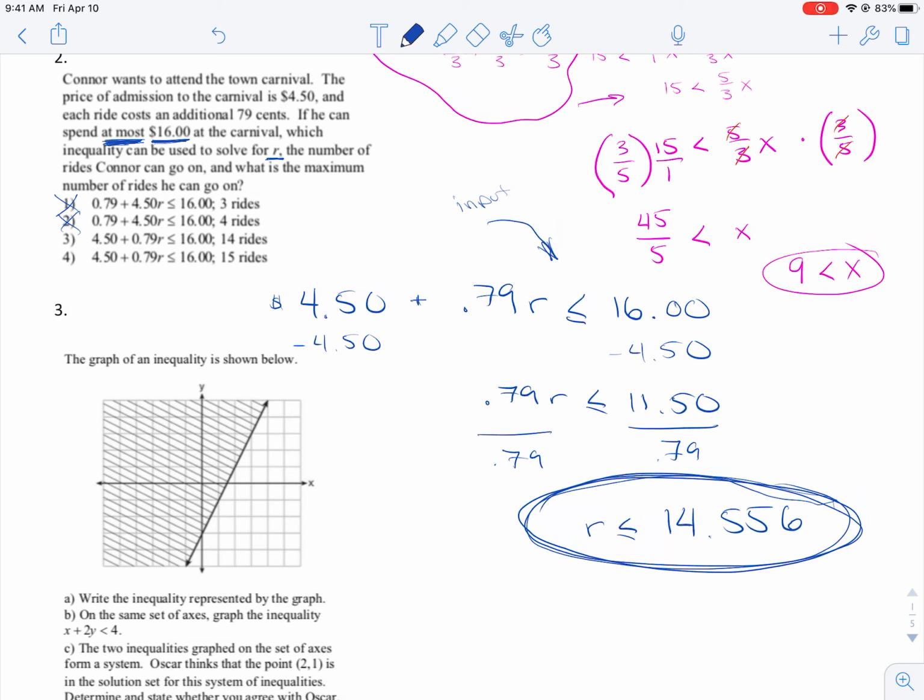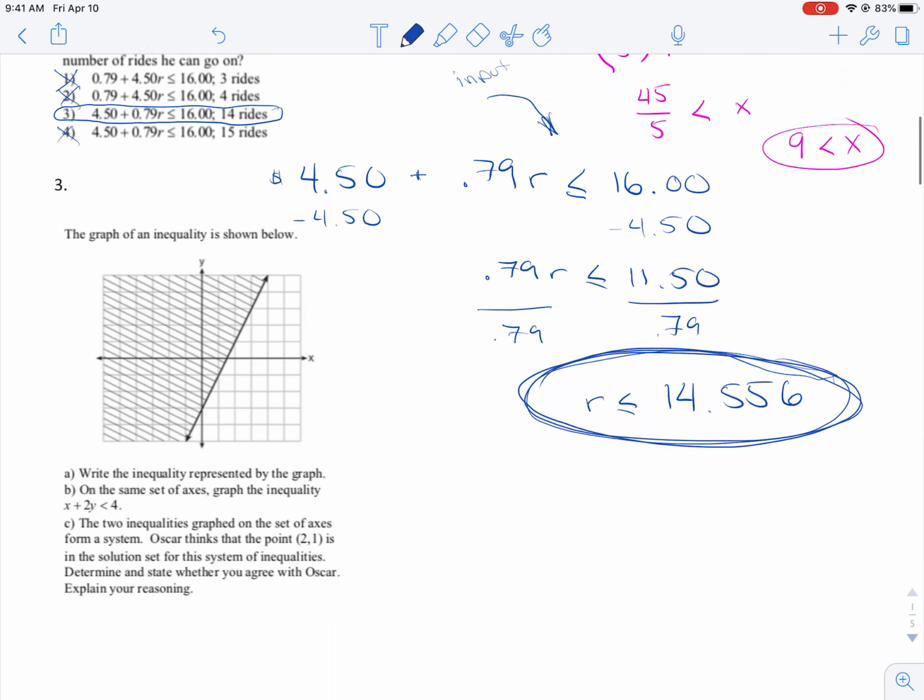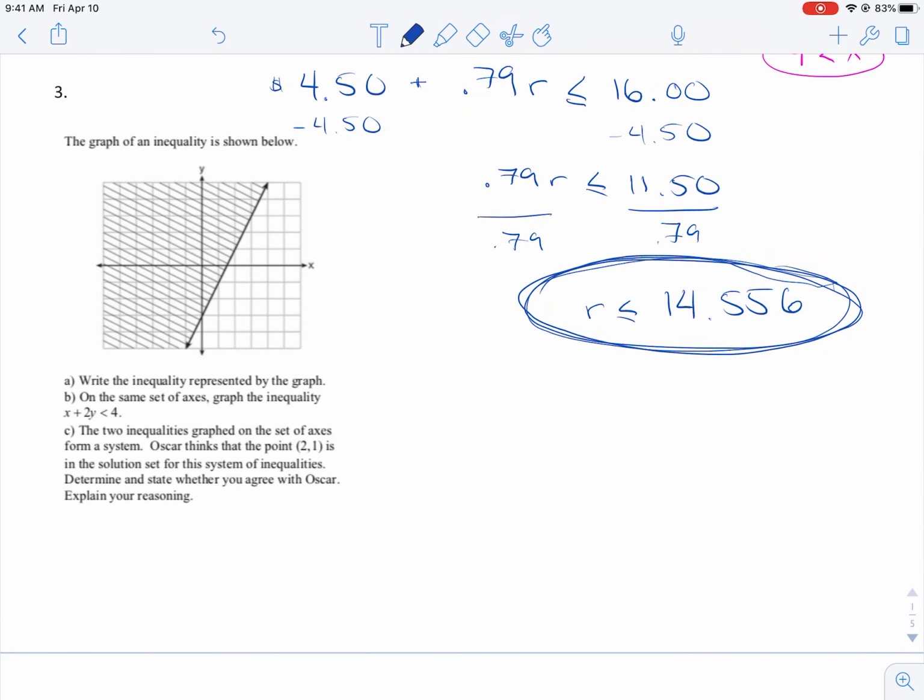We're less than 14.556. We don't have enough money for 15 rides. That's basically what this is saying here. We have at most 14.556, and you can't take 0.556 of a ride, so 4 is out. 3 is your answer. That's number 2.